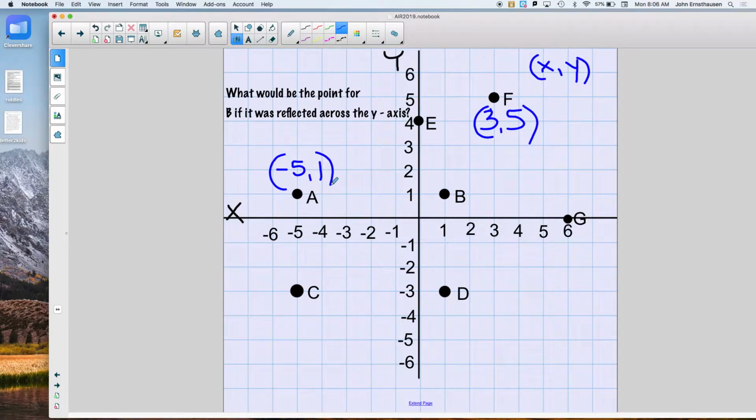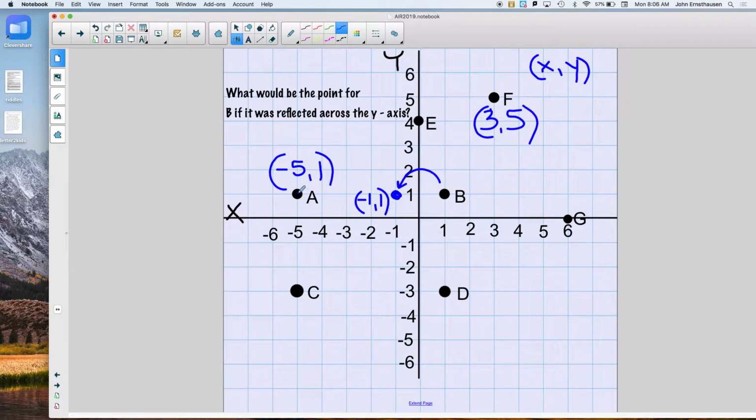If we took point B and we reflected it across the y-axis, what would be the new coordinates? So this is the y-axis right here. Y, don't lie, it goes up and down. We're reflecting it. And it would be negative 1, 1. Okay? I think we're good enough with graphing.